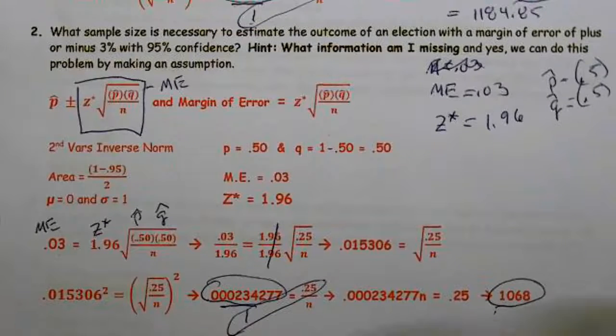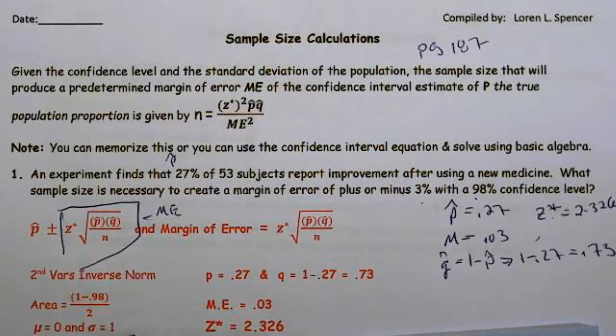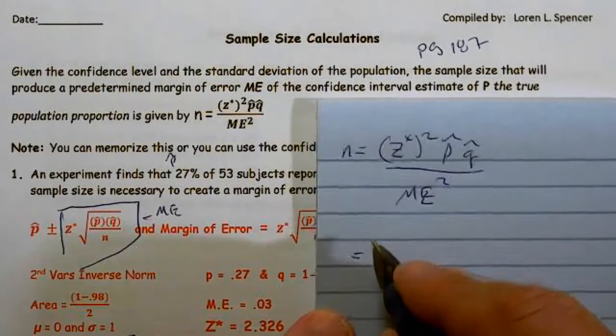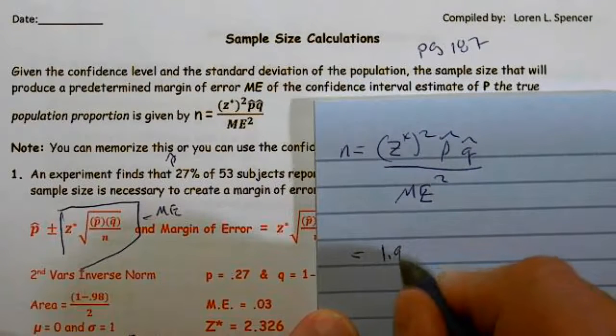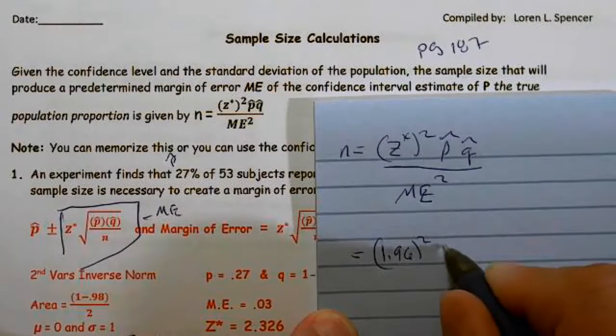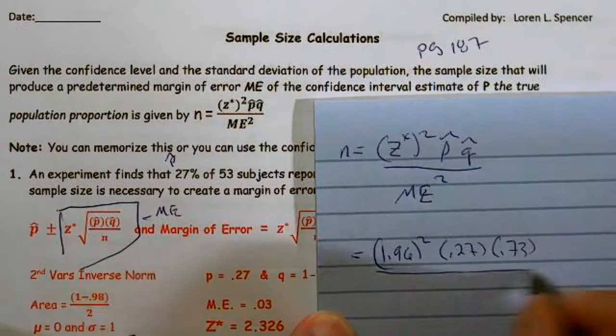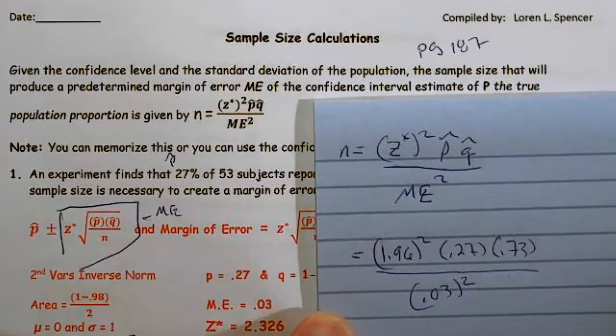1068. Now, go back, and for those of you who like memorization, if you're good at memorization, this might be your way of doing it: n equals Z star squared P hat Q hat over margin of error squared, equals, plugging in, 1.96 squared, P hat 0.27, 0.73 over 0.03 squared. So here we go.